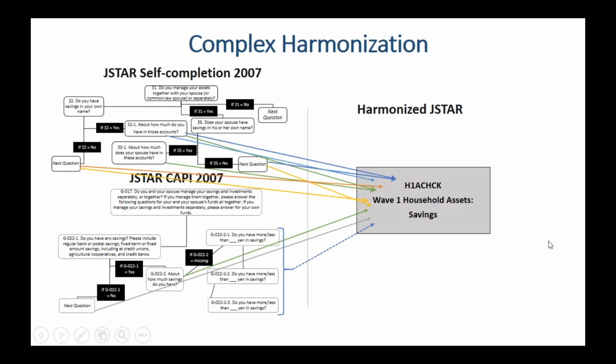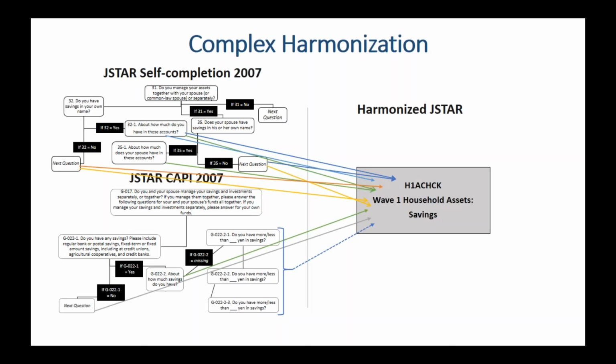You can see here on the bottom also for JSTAR CAPI that if they said they do have the account, but that the value is missing, then you get these unfolding bracket questions. So do you have more or less than blank yen in savings? And then you see it again and one more time. Why it's blank here is because in JSTAR, they allowed the interviewer to come up with a value, which could be helpful. I mean, they're standing usually in their house, so maybe they know a better amount of yen to start with, so they're not going off no information.